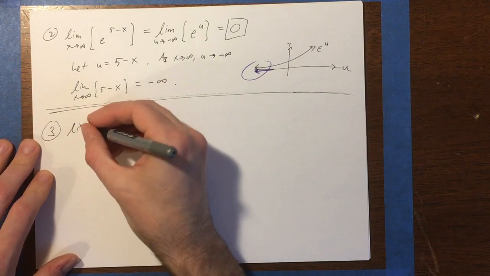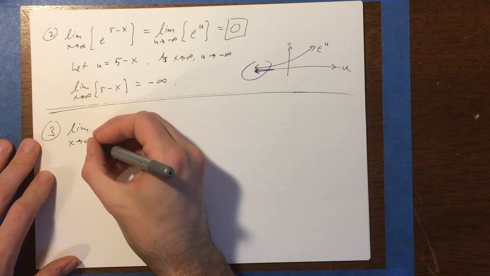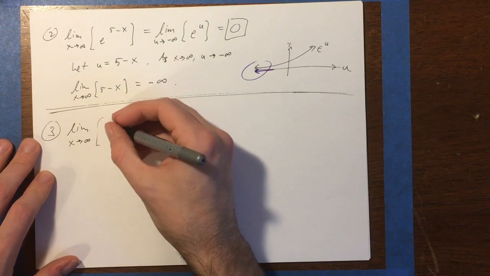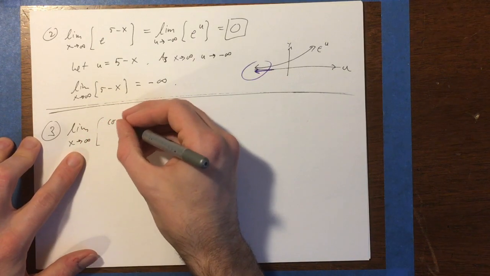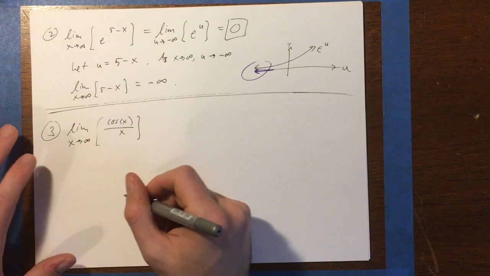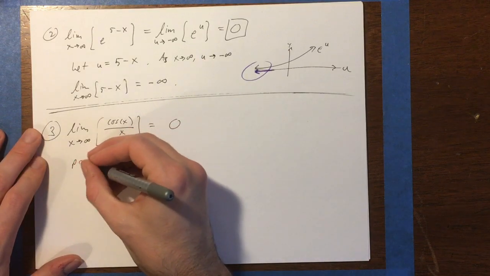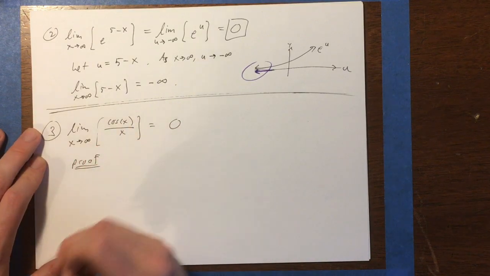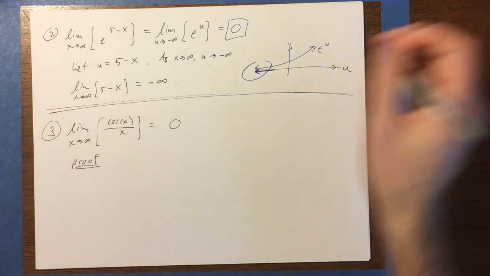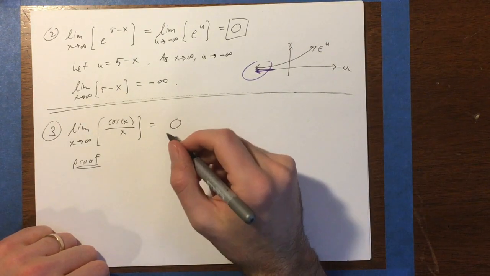I think this was one I did in the first video, where I drew a picture of it. It was the limit as x approaches infinity of cosine of x divided by x. I drew you an image of that, and I said that this was going to equal 0. But now, let's look at a proof of this fact. Okay? I just drew you a picture and told you the answer, but I didn't really explain why.